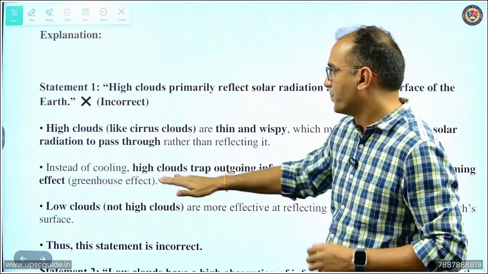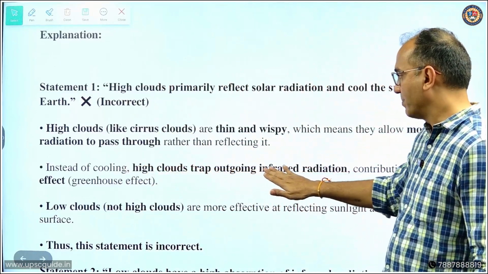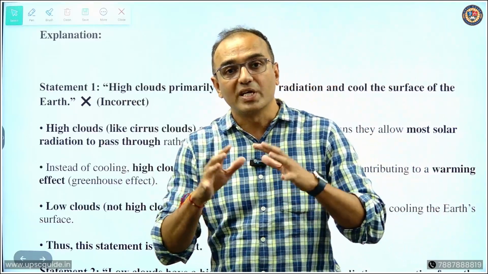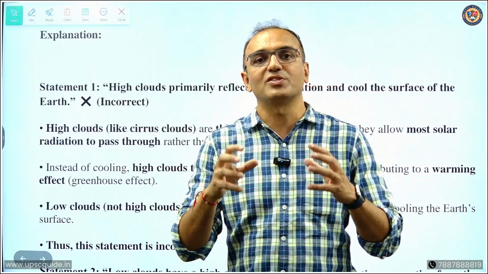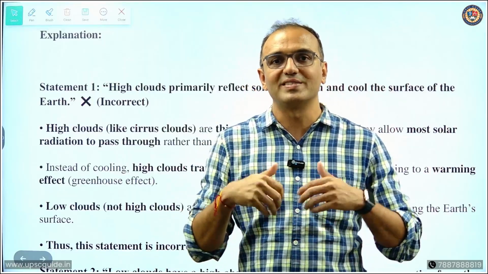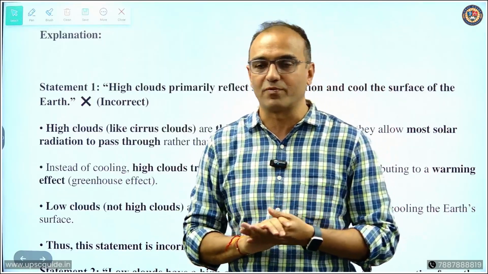They are transparent. Instead of cooling, high clouds trap the outgoing infrared radiation. It is the other way around. They lead to the greenhouse effect. The long wave terrestrial radiation coming from the surface of the earth is trapped by these high clouds and is re-radiated back towards the earth's surface, right?